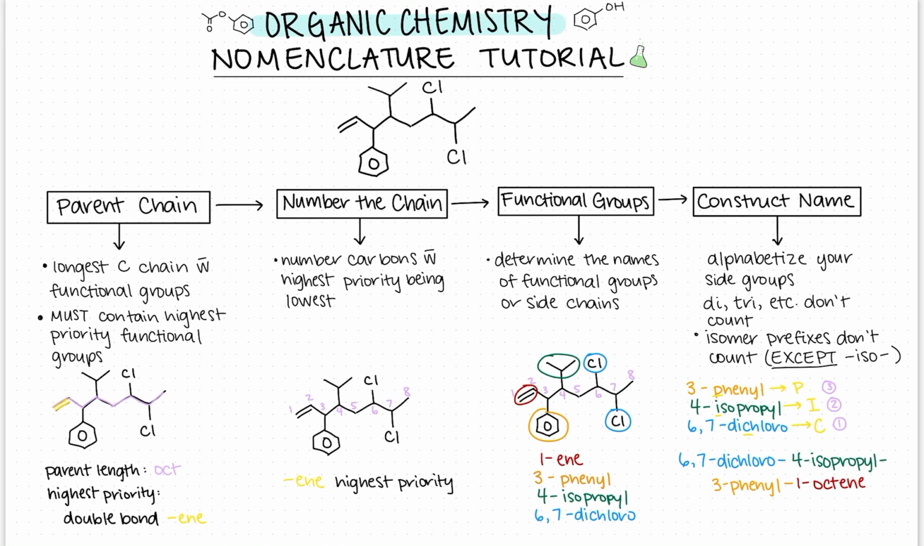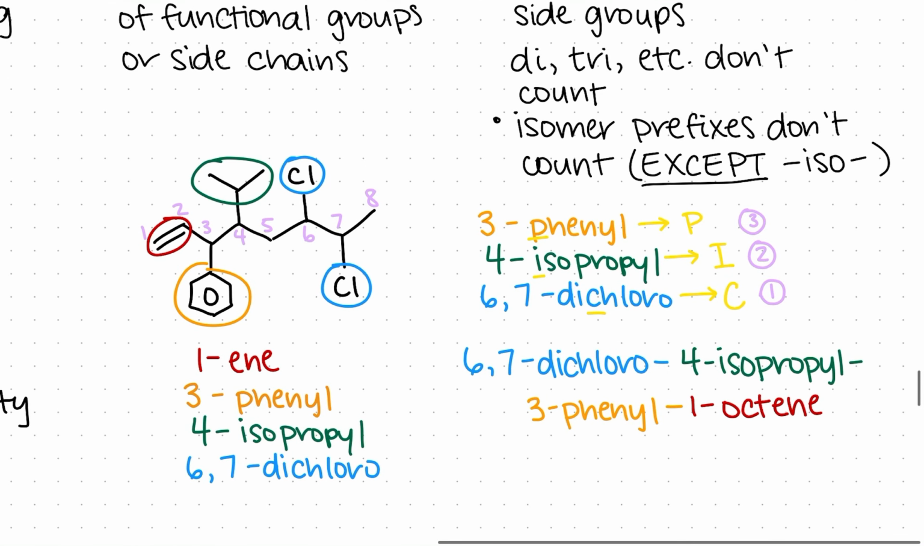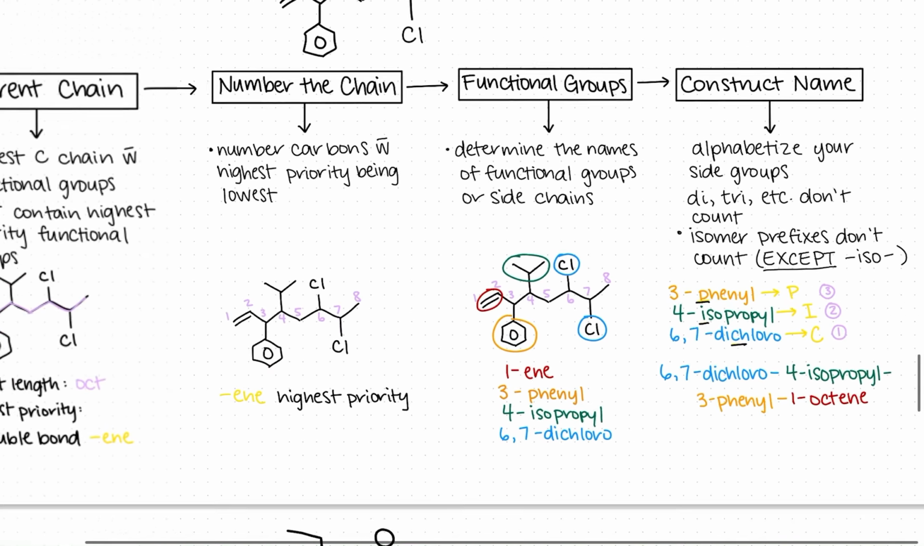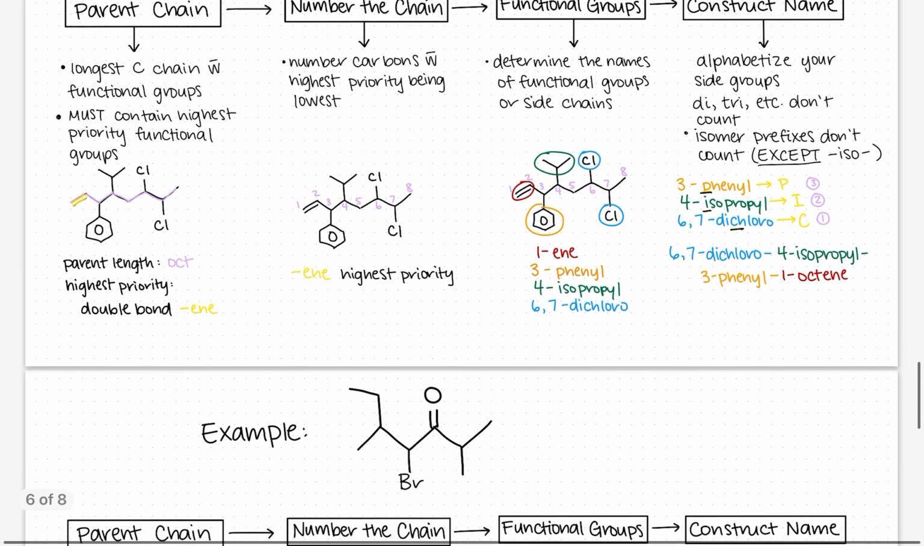So in this case, we're looking over here at the P, the I, and the C, and it comes out to 6,7-dichloro, 4-isopropyl, 3-phenyl, 1-octene. So let's try an example.